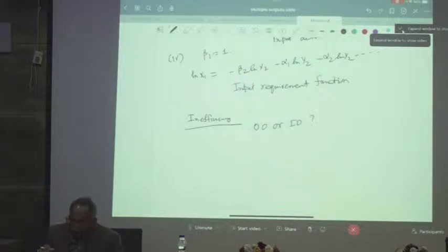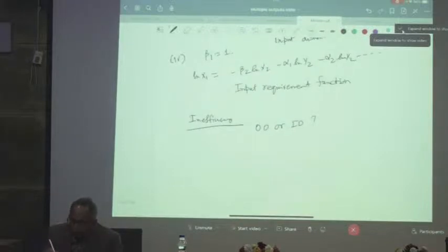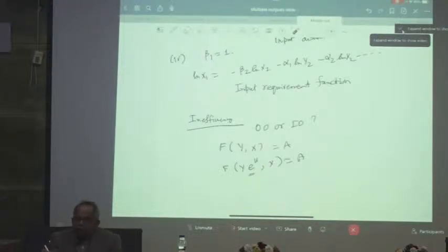So when you write the transformation function, which I wrote like this, f of y and x is equal to a, now I have to write it like f of y times e to the power u, and then x is equal to a. So u is your output oriented inefficiency. What is happening is your actual output is y, but you are inefficient. So your potential output is y times e to the power u. That means you can produce more than what you are actually producing.